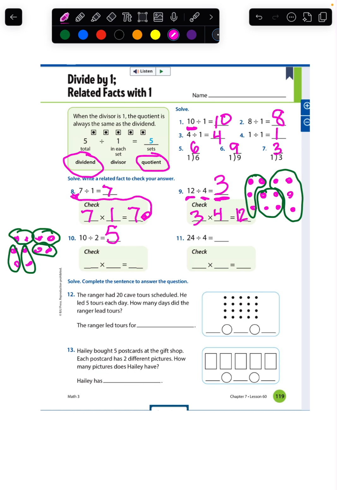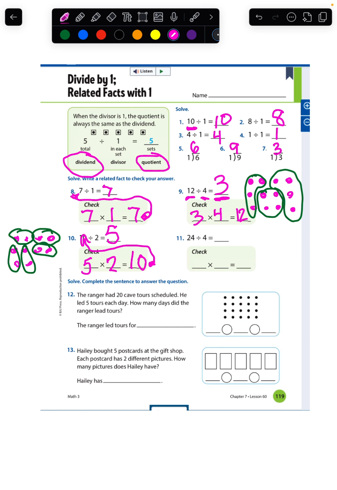So let's take our quotient, which is 5, and our divisor, which is 2, and see if we get our dividend. Well, let's count by 5 2 times. 5, 10. Does this number here and this number here match? It sure does. Let's go to the next one.